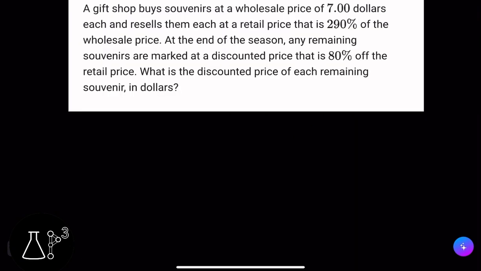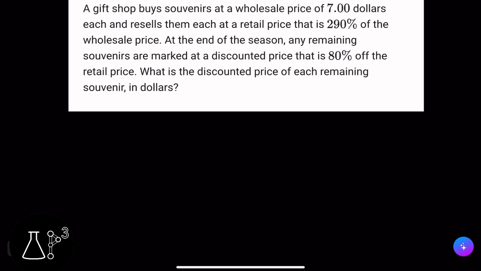Okay, let's do another hard question. A gift shop buys souvenirs at a wholesale price of $7 each and resells them at a retail price that is 290% of the wholesale price. It's $7, not 700. I didn't see the decimal point, I'm sorry. At the end of the season, any remaining souvenirs are marked at a discounted price that is 80% off the retail price. What is the discounted price of each remaining souvenir in dollars?